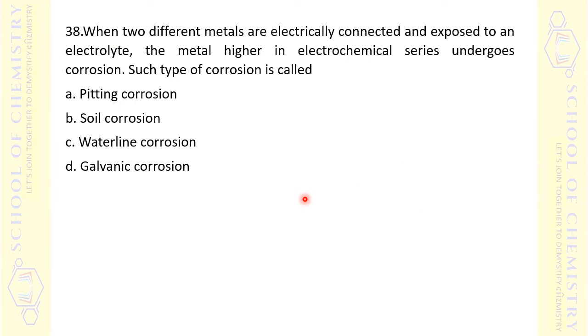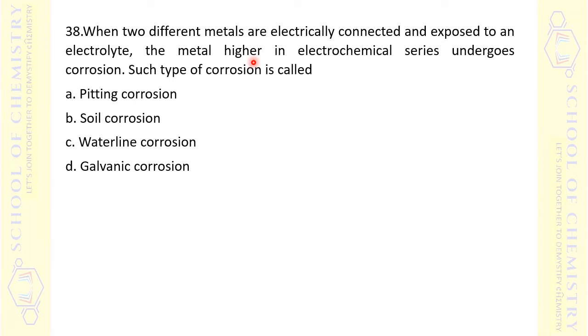38th question. Again, it is related to electrochemistry itself. What they say here is that when two different metals are electrically connected and exposed to an electrolyte, the metal higher in the electrochemical series undergoes corrosion, right? From the knowledge of the electrochemical series, it is obvious that the species present above in the series will be more reactive, and will undergo oxidation very easily.